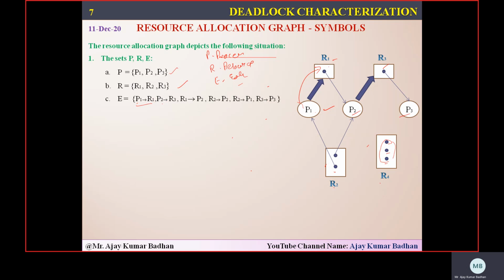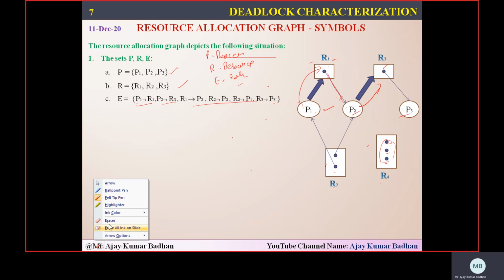So I'm representing like this. P2 is requesting R3. You can see here. P2 is requesting R3. So next, R1 is allocated to P2. You can see here R1. R1 is allocated to P2, right? So that is what is represented in this way. So you people can simply write it up, whatever is there.